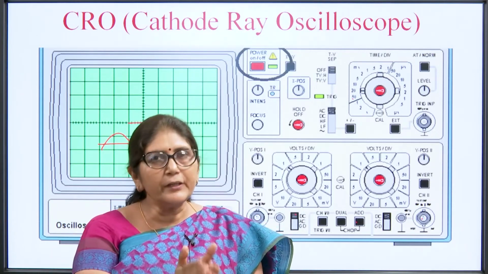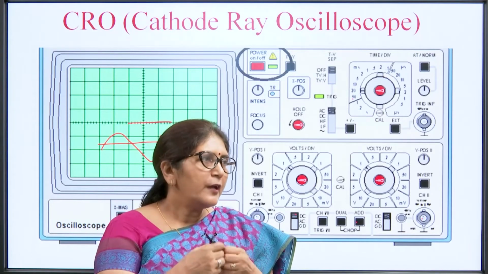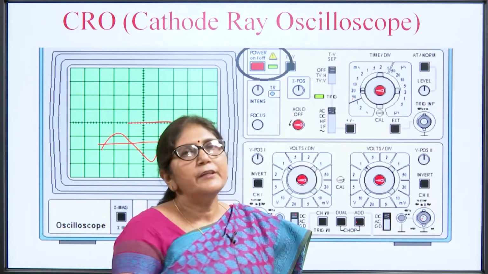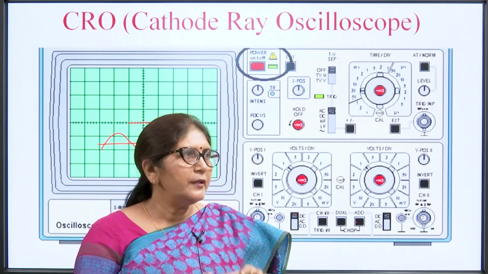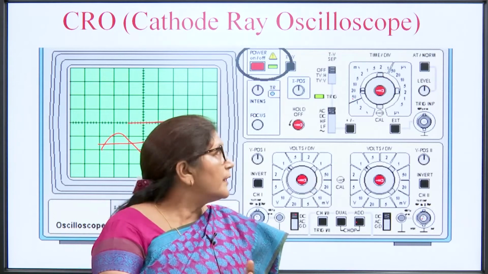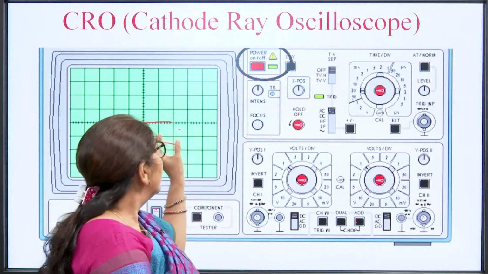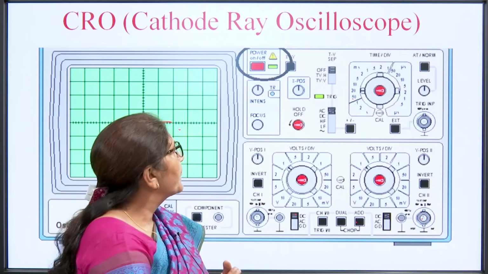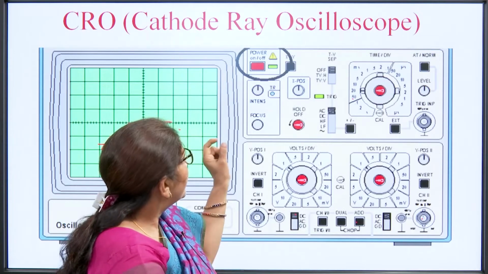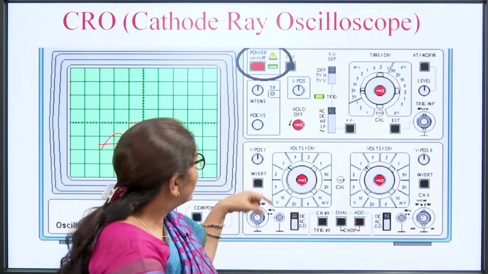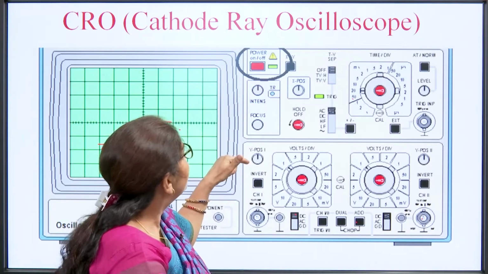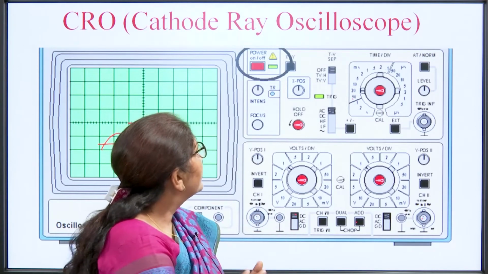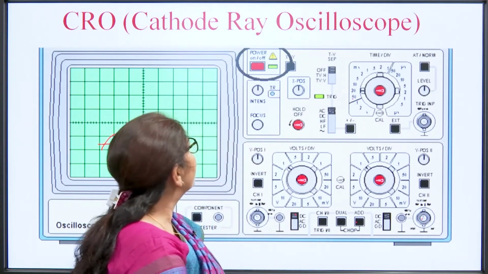Suppose we want to measure the frequency, then we have to expand that signal, and because of that we need this time per division knob. Whatever position it is at, that will tell the value of one division. There is one more switch, that is X variation. Here is Y position shifting, and then there is an X position shifting. By this we can vary the position of the signal in the X direction.